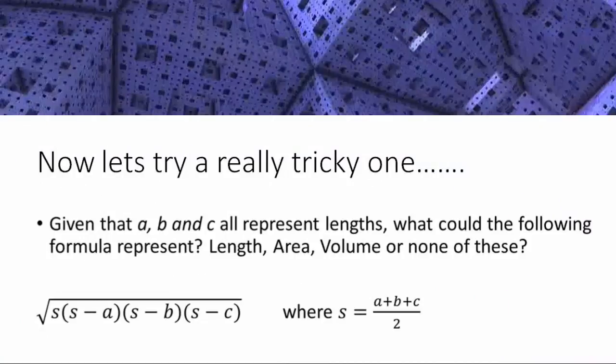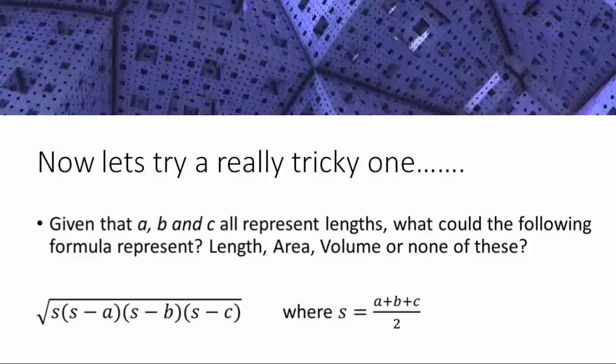The square root of s times s minus a times s minus b times s minus c, where s is a plus b plus c over 2. This is a question I'd quickly like to ask you: does it represent a length, an area, a volume, or none of the above? Once again, pause the video and tell me what you think.